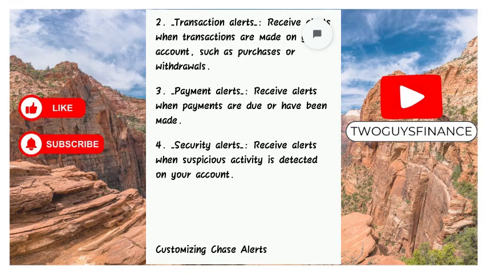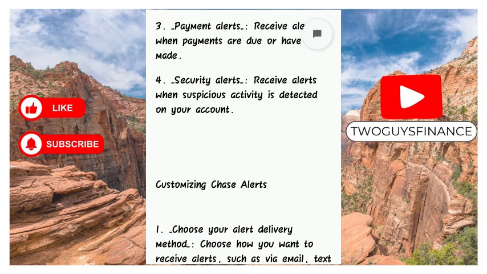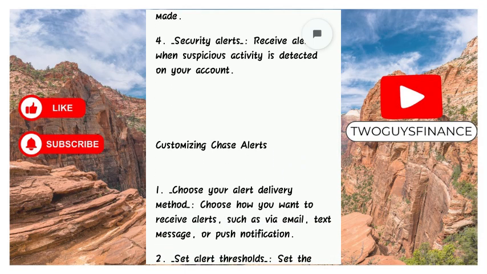And also you're going to receive security alerts. You can receive alerts when suspicious activities are detected on your device. Now you can also customize these Chase alerts. You can choose how you want to receive alerts, such as email, text message, or push notifications.